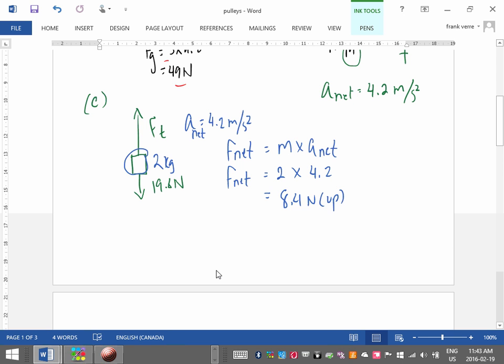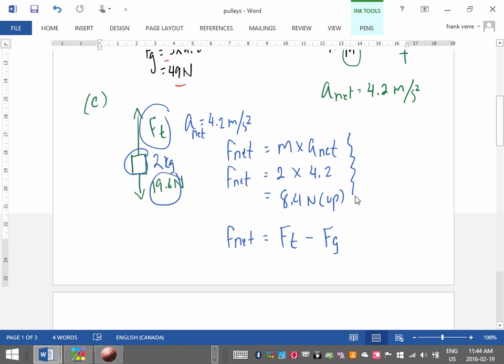So now we just go back to a very simple idea. If you think about this object, the net force can be defined as what two forces acting on it? Well, there's this one, which is pulling which way? Up. And then there's this one, which is pulling which way? Down. So we can think of the net force as the tension minus the weight. We have the net force, we just figured out what it is.